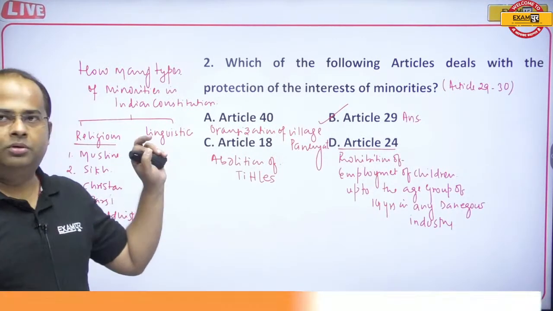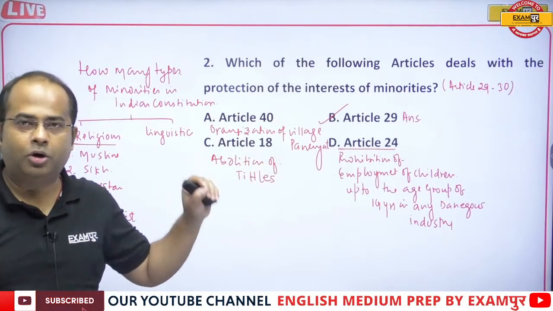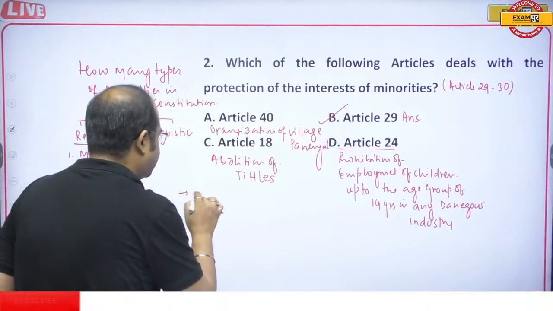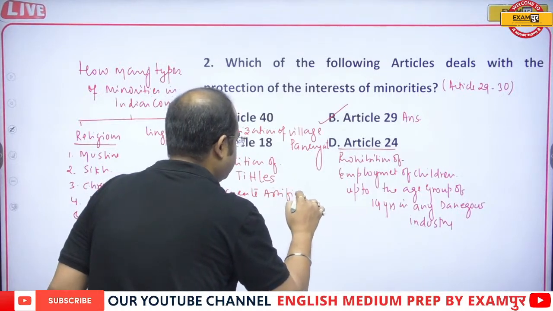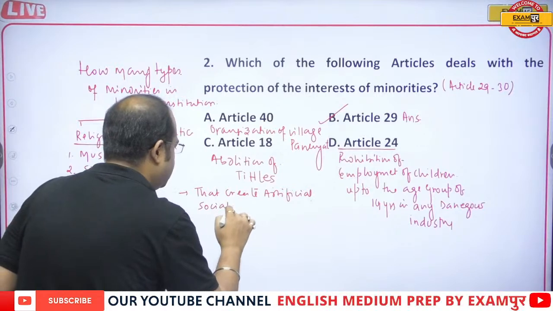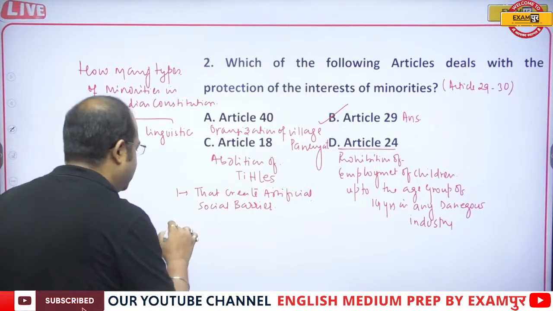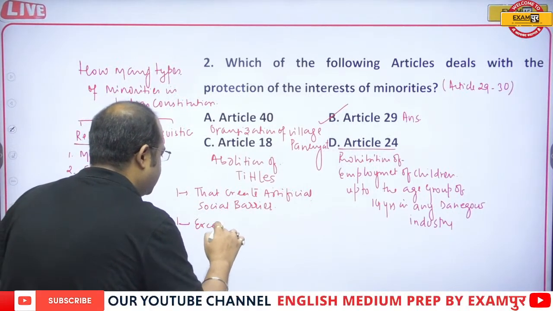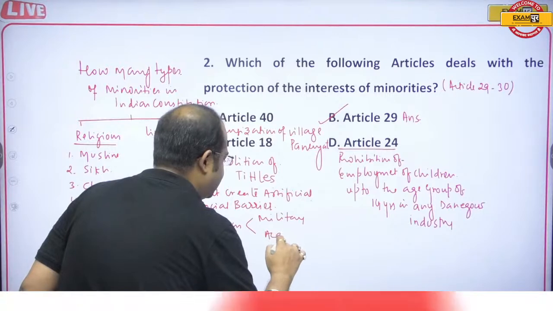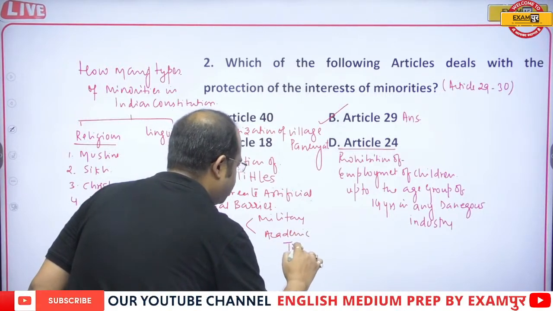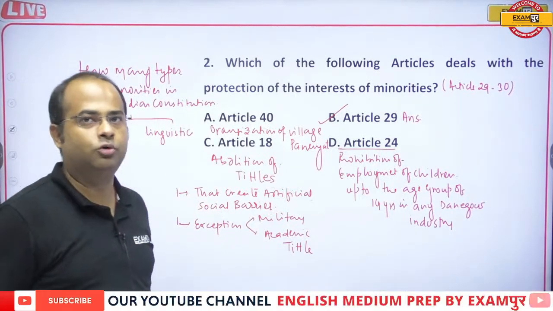So that was about linguistic minorities. Now come to abolition of the titles. Those titles which create artificial social barriers have to be removed, and the exception we have is military and academic titles. Military and academic titles you can retain.